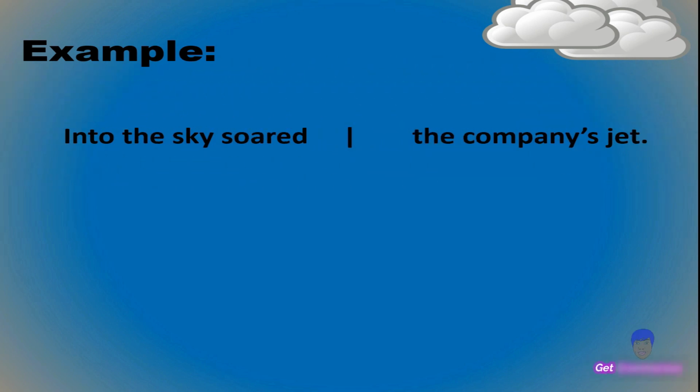Another example, into the sky soared the company's jet. Into the sky soared is the predicate and the company's jet is the subject.